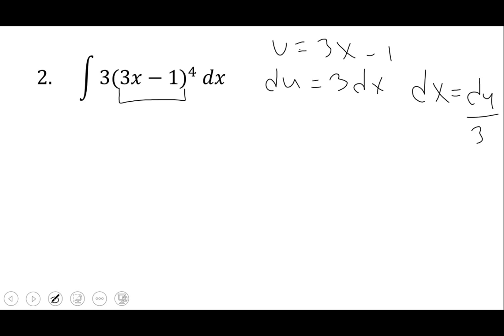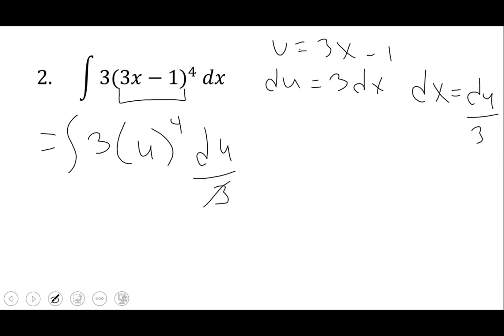You then want to go back to the original problem and you want to rewrite everything in terms of u. So the original 3 from the problem, you're going to take 3x minus 1 and rewrite that as u to the 4th. Rewrite dx as du over 3. Look at that, magic. The 3's happen to cancel, which is always nice. This now becomes the integration of u to the 4th du.